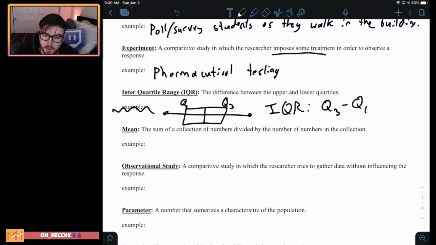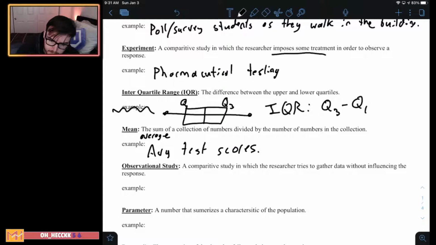Mean, that's a fancy word for average, right? It's a fancy word for average. So the sum, you add up all of the test scores, for example, and divide it by the number of students there are. I would get the average or the mean. So average test scores, why not? That's an example.